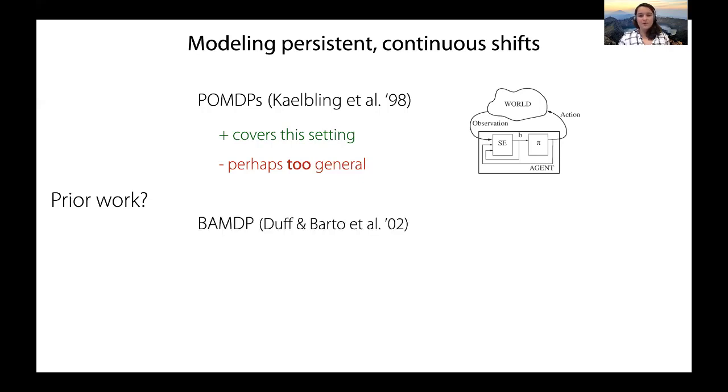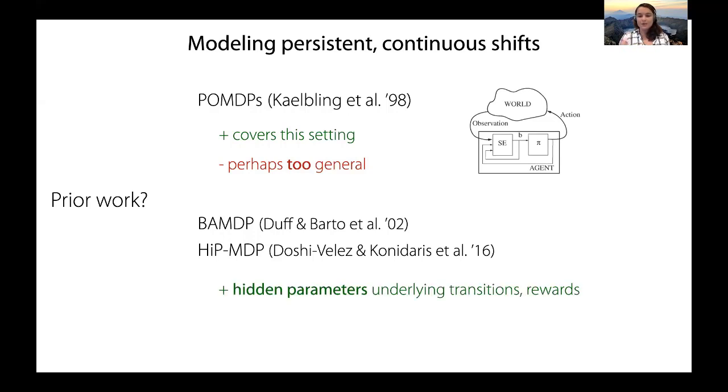Now, there are also a couple of frameworks that are a bit more restrictive and more tractable. These include Bayes adaptive MDPs and hidden parameter MDPs. In these environments, there's essentially a hidden parameter that underlies the transitions and the rewards. This hidden parameter is held constant within an episode and then resampled at the beginning of every episode. However, these hidden parameters are also stationary across episodes. They're drawn from the same distribution at each episode, and this doesn't allow you to consider situations where these parameters are shifting continuously.